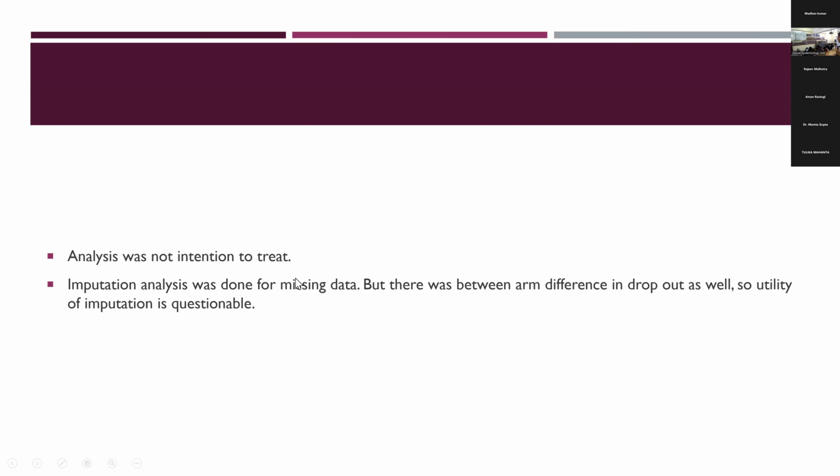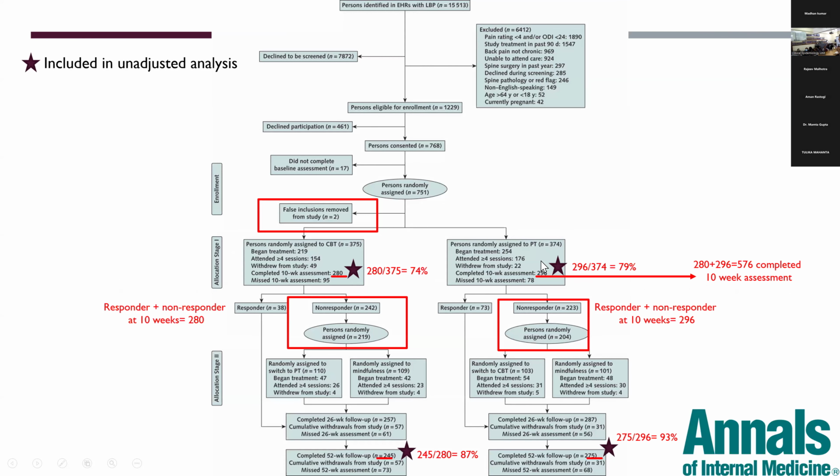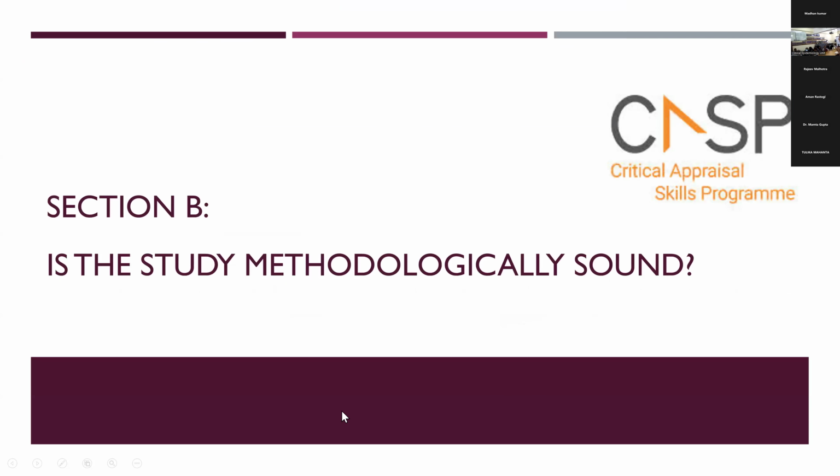Analysis was not intention to treat. They have not included the people who are missing. They have done an imputation analysis for missing data, but I thought there was some between arm difference as well. So whether imputation was the right, I mean imputation okay, but should we have used some other methods was my question, because there was some 5% difference between these two arms, and then there was some difference here, and finally they were saying the PT arm will be better. So they had more data on the PT arm also, because the result was finally driven by that, could they have used something else?